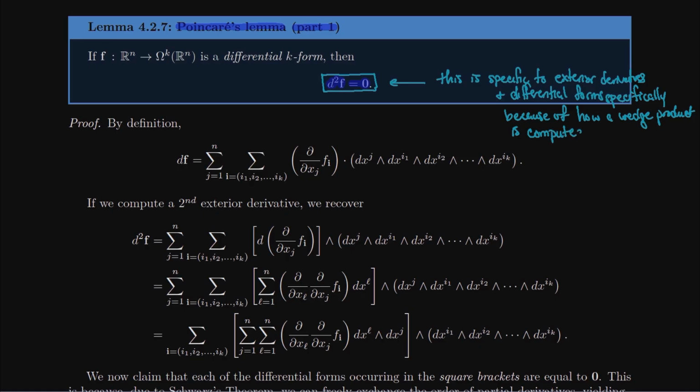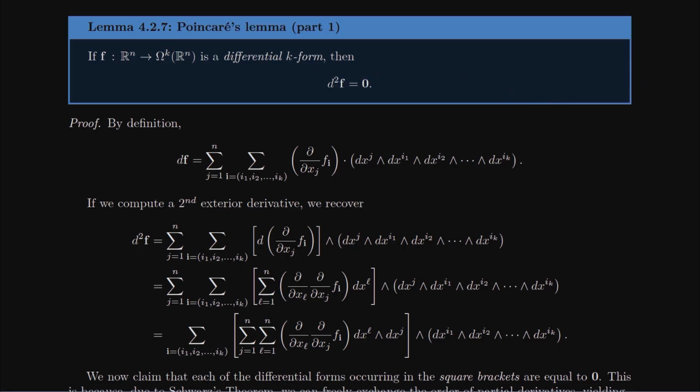So you can't necessarily say that second derivatives of regular multivariable functions are equal to 0. That's not really true. We use the second total derivative in the Taylor series and in some other cases, the Hessian matrix, for example. So that's not necessarily true. But when we ascribe the extra meaning to it, when we're using an exterior derivative instead of a regular multidimensional derivative, we do have to get 0 as the output of the second exterior derivative.